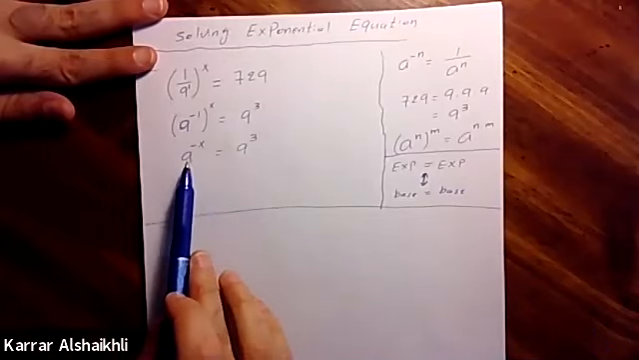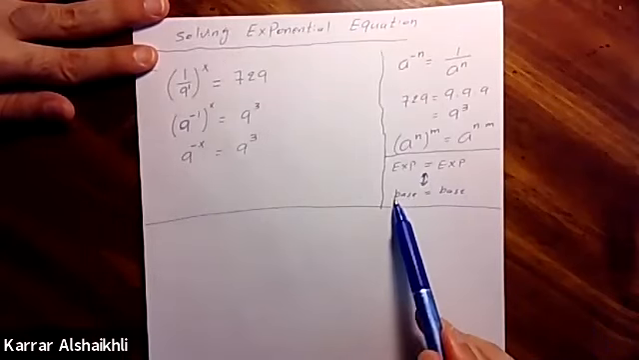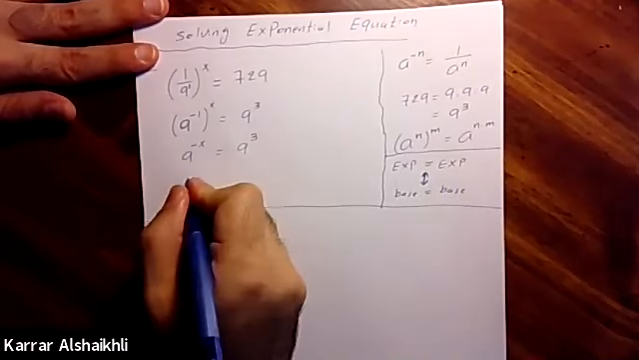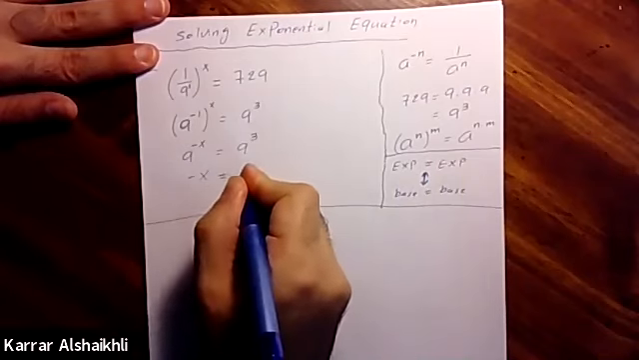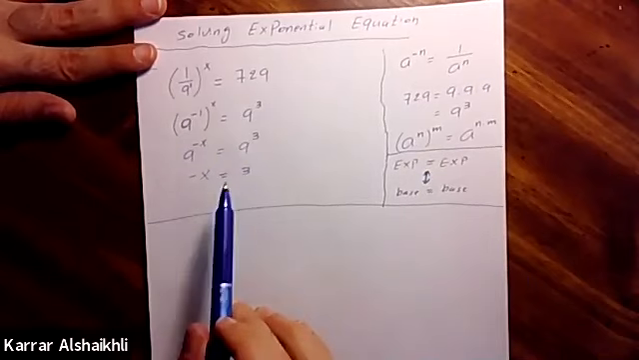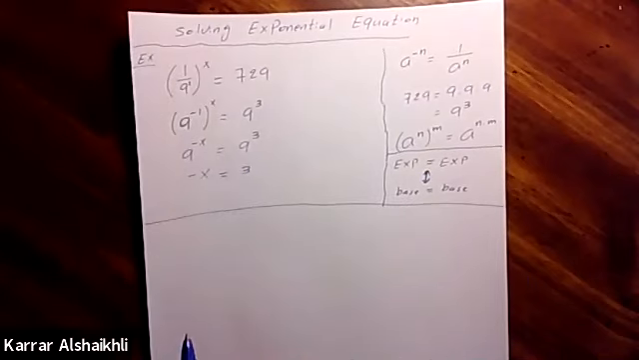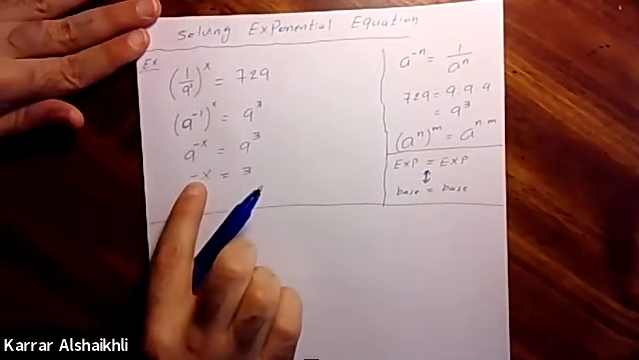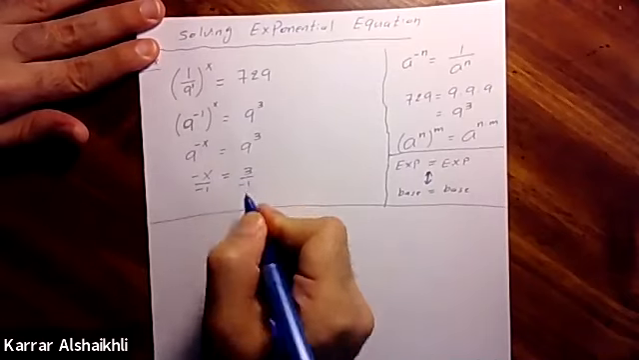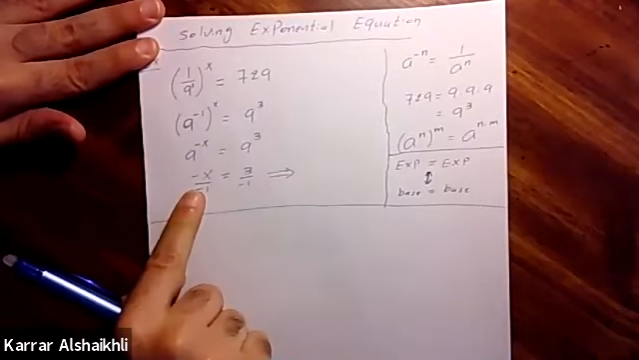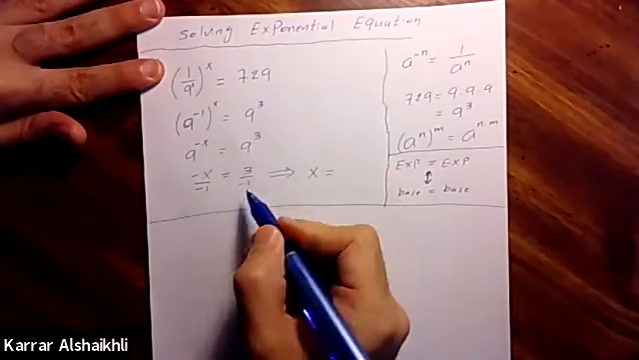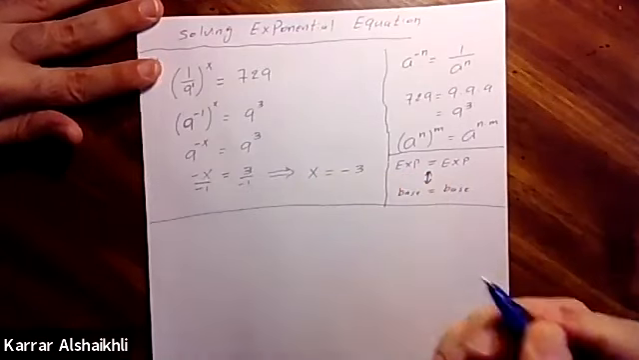Now check here. I have equal bases. If I have equal bases, that means I have equal exponents. So I'm just going to write -x equals 3. Now I need to find the value of x. So the coefficient here is -1, so I'm just going to divide both sides by -1. On the left side, -x divided by -1 is going to be x. 3 divided by -1 is going to be -3.